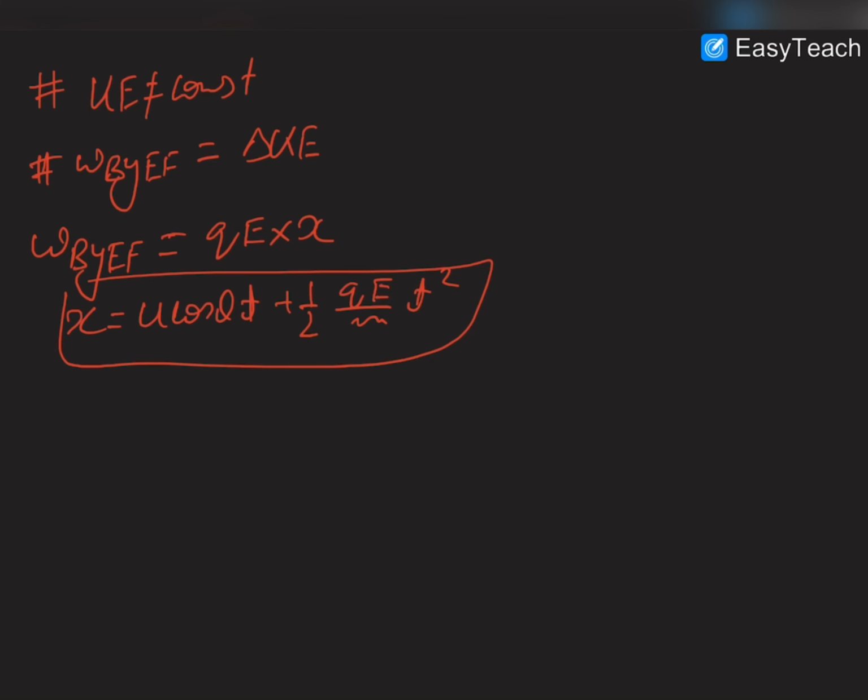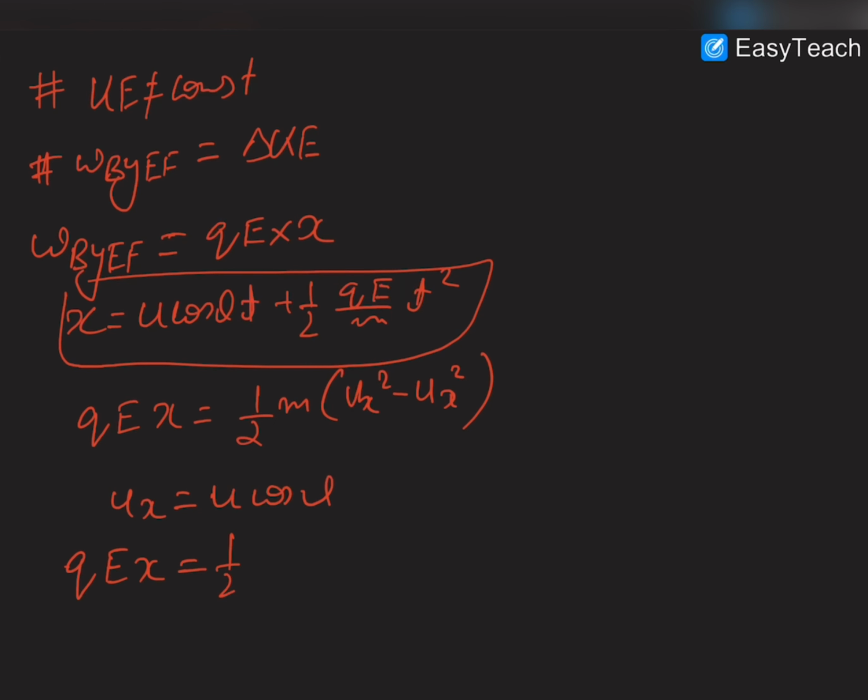This is the x coordinate at any time t, and this work done on the particle, qE into x, will be equal to the change in kinetic energy. So the change in kinetic energy obviously will be only due to the change in the x component of the velocity. So we can say that it would be Vx square minus Ux square. Ux was initially equal to u cos theta. So qEx will be equal to half m into Vx square minus u square cos square theta.